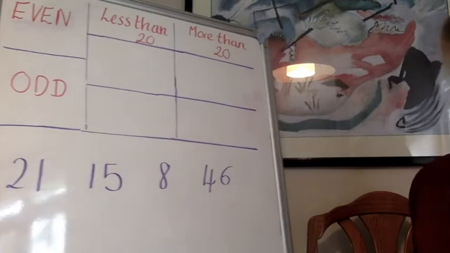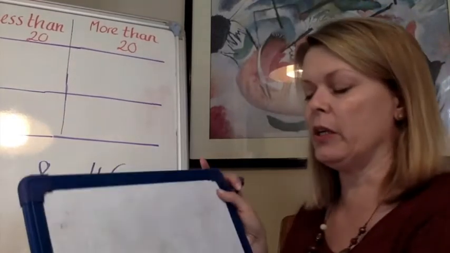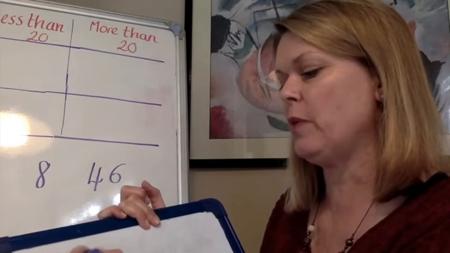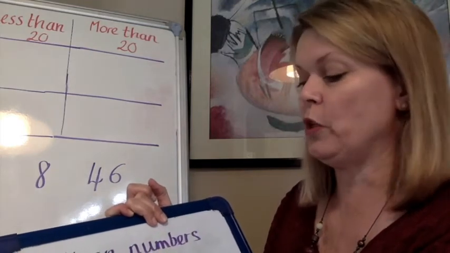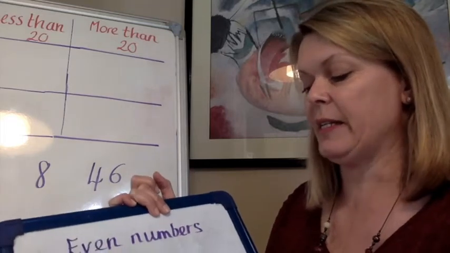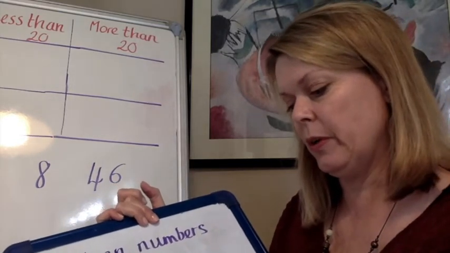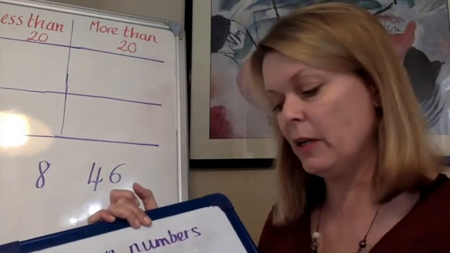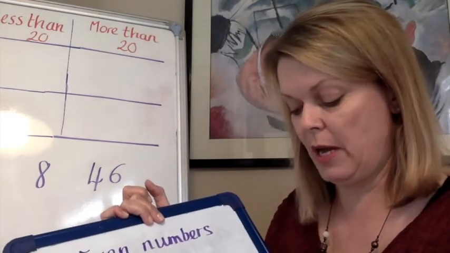So what I need you to remember, and I'm going to write this on my small board, is a little reminder of what even and odd numbers are. So even numbers, you're going to be looking at 2, 4, 6 and 8. Okay. Odd numbers, you'll be looking at 1, 3, 5, 7 and 9.